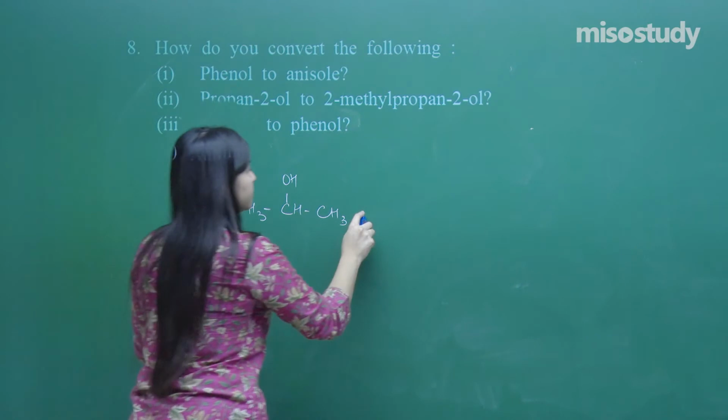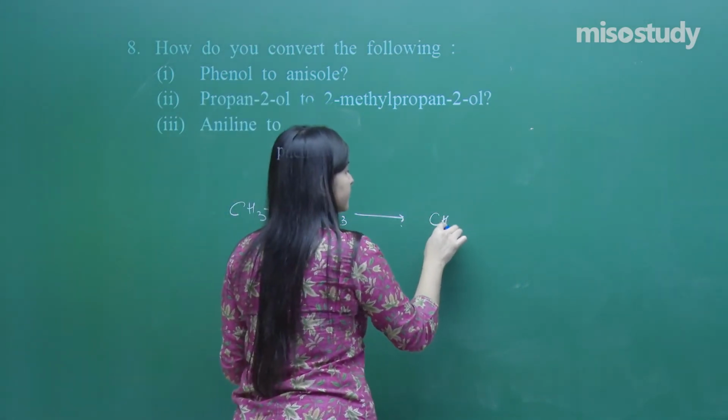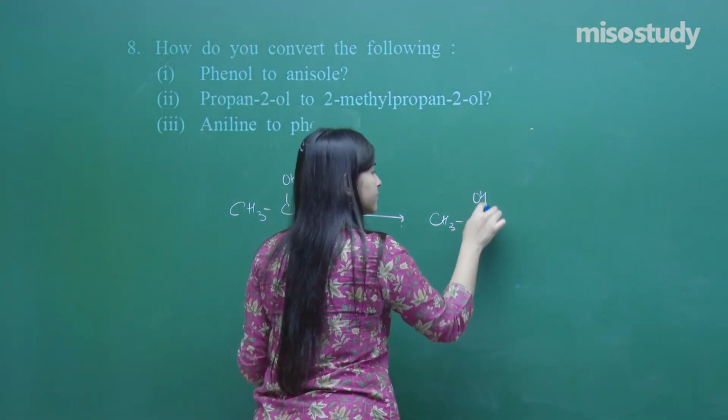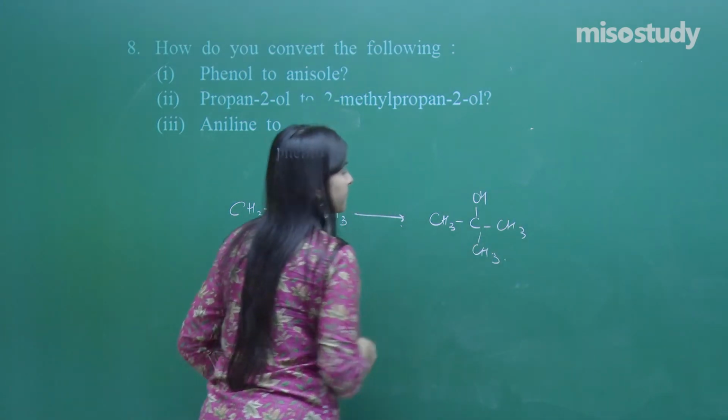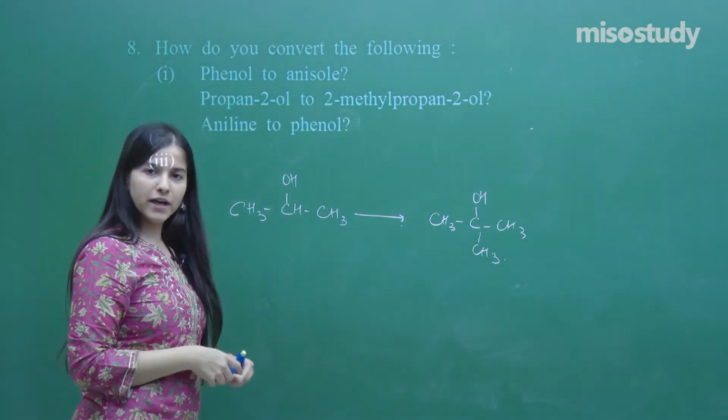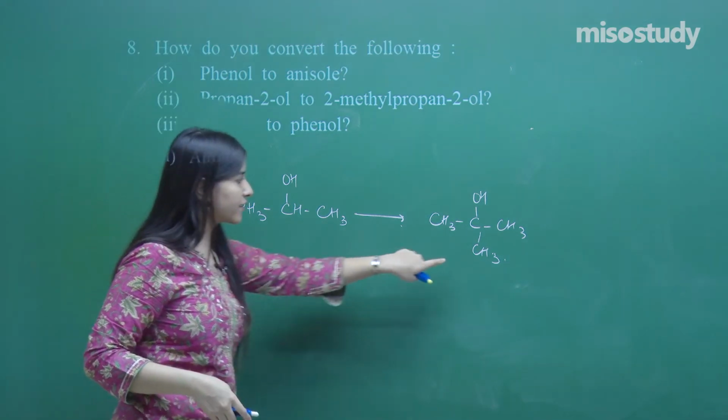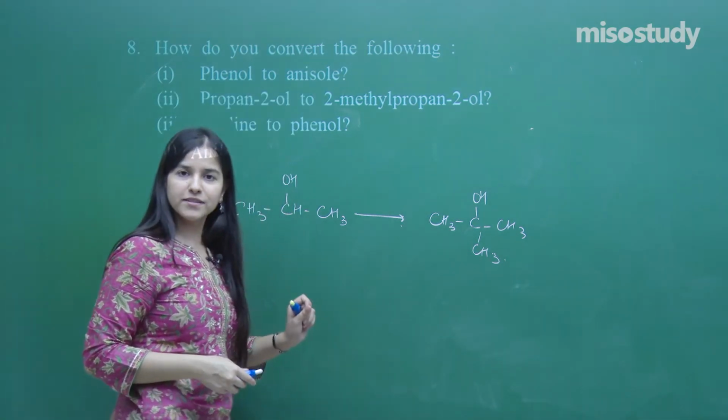Propane to 2-methyl propane. Yes? Can I do that? I just want one CH3 over here. How can I introduce this CH3?